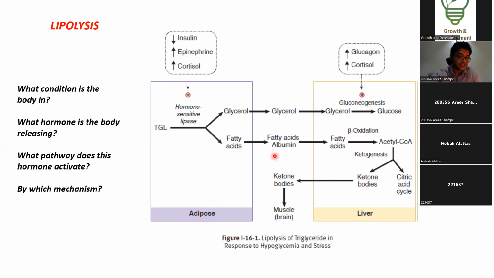That's why the brain switches to ketone bodies. That's why your body switches to ketone bodies. Because firstly, it wants to supply energy to the brain. Secondly, by the brain utilizing ketones, it spares the glucose for the red blood cell, which can only utilize glucose.